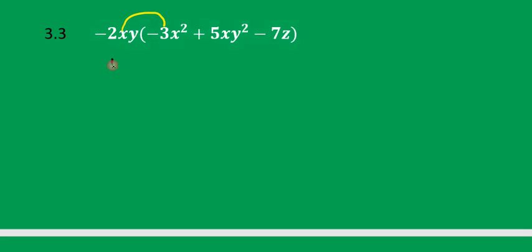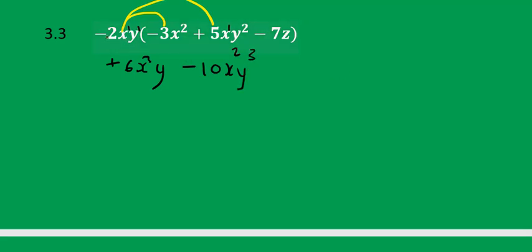Negative times negative is positive. 2 times 3 is 6. x times x squared, just add that 1 to the 2, it'll give you 3, and the y is on its own. Right? Now you multiply it by the second term. Remember we said you must multiply the term outside by all the terms inside. So negative 2 times 5 is negative 10. Now we've got a 1 there. 1 plus 1 will give you x squared. And 1 plus 2 will give you y cubed.